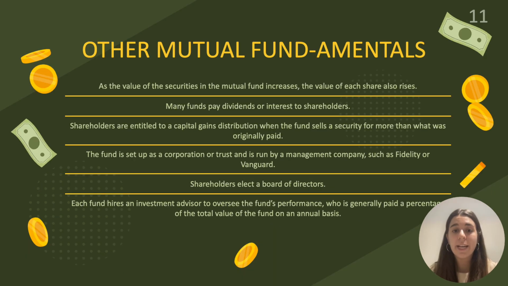I would also like to highlight some mutual fundamentals. As the value of the securities in the mutual fund increases, so does the value of each share, and these mutual funds are able to pay dividends and interest to shareholders, as well as capital gains distributions of the fund when the fund sells a security at higher than what they originally paid. Additionally, the fund is set up as a corporation and is run by a management company such as Fidelity or Vanguard, and shareholders also are able to elect a board of directors. Lastly, each fund hires an investment advisor to oversee the fund's performance, who is generally paid a percentage of the total value of the fund on an annual basis.